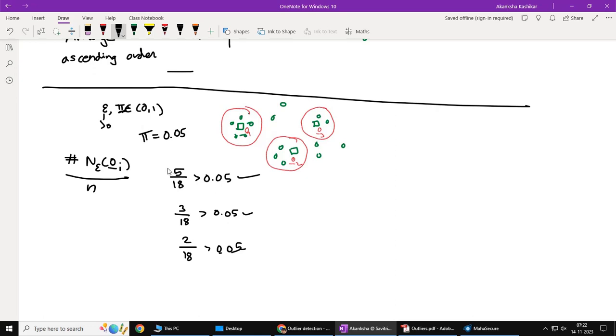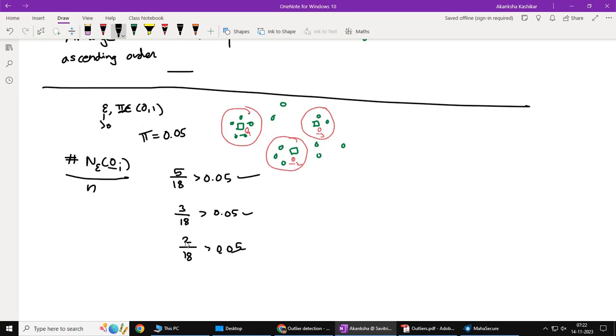Pi has to be chosen sensibly. If my number of observations is very high, then you don't have to worry about pi. Pi can be anything. But if the number of observations is very low, then pi has to be chosen more carefully.